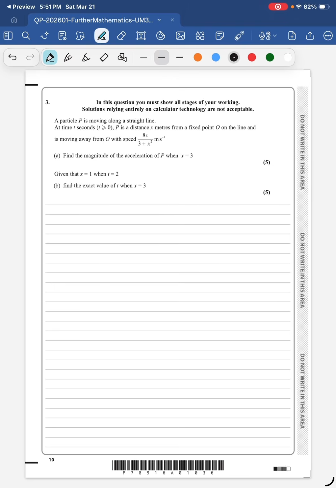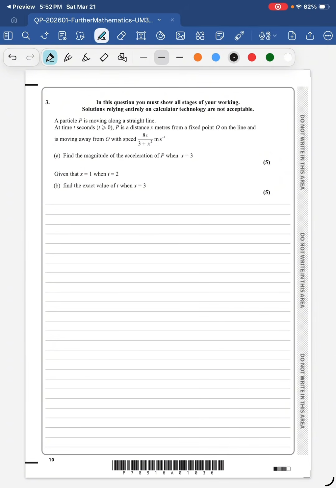So let's go. A particle P is moving along a straight line at time t seconds, larger than or equal to 0. P is a distance x meters from a fixed point O on the line and is moving away from O with speed 8x over 3 plus x squared meters per second. A, find the magnitude of the acceleration of P when x is 3. So we need the acceleration, but we are given v in terms of x.